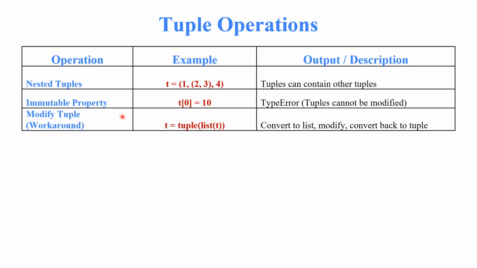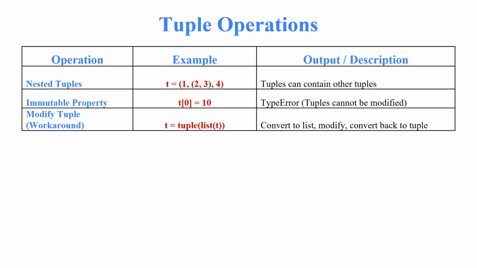What is the immutable property? When I try to change a particular index position, it's going to throw an error because tuples are immutable. Then here you can see modifying a tuple, like we have a tuple t which is converted to a list, and we are again converting it to a tuple.